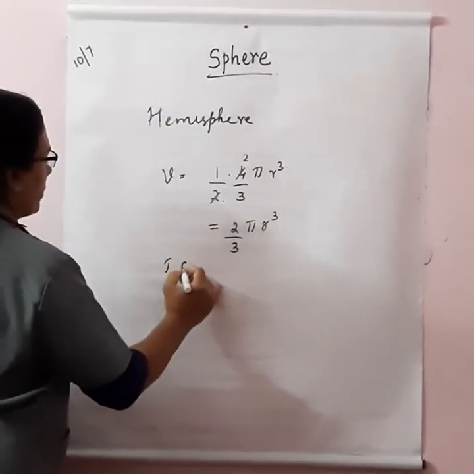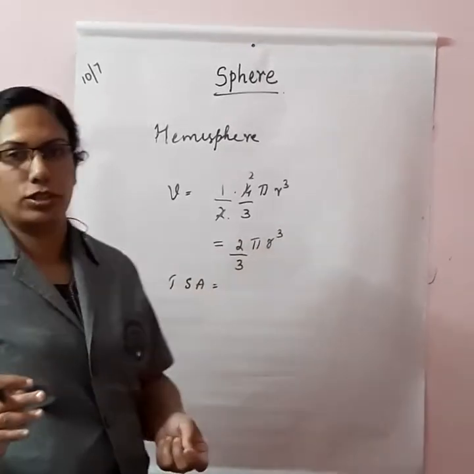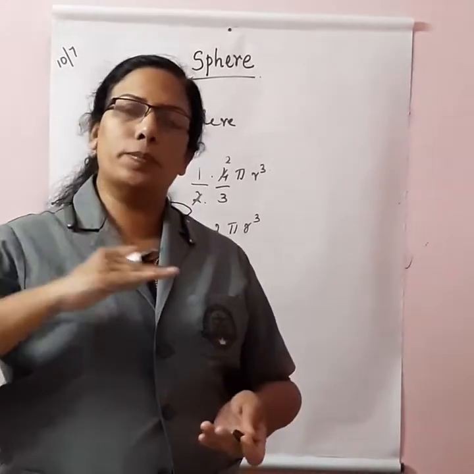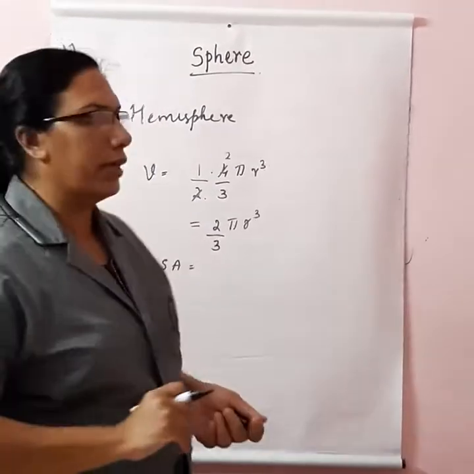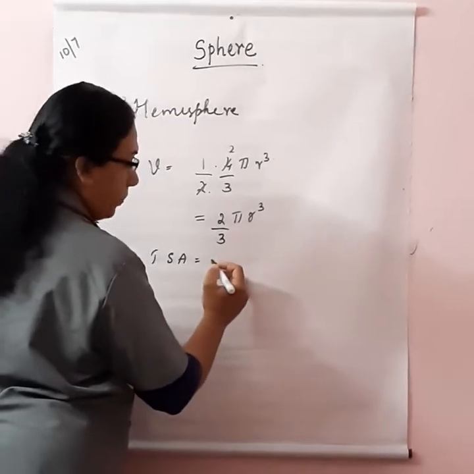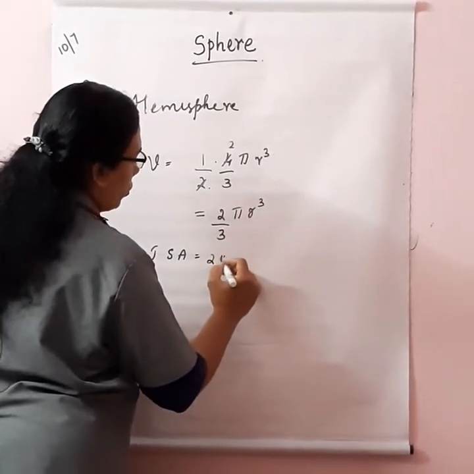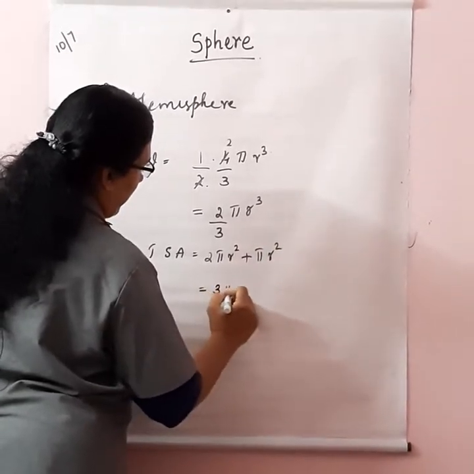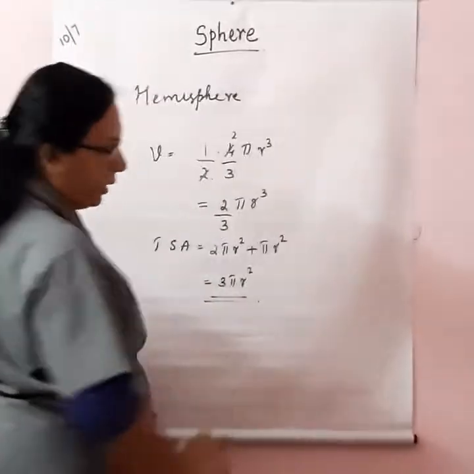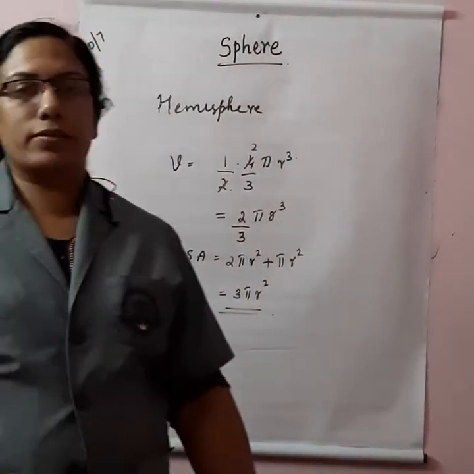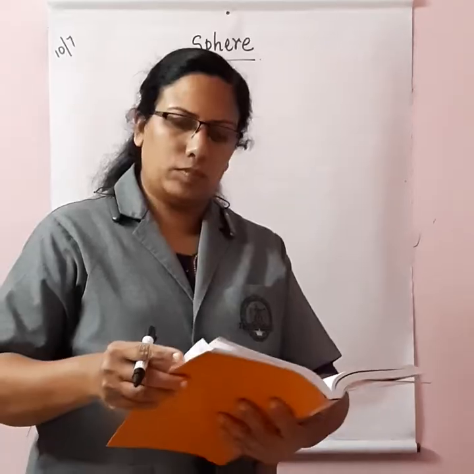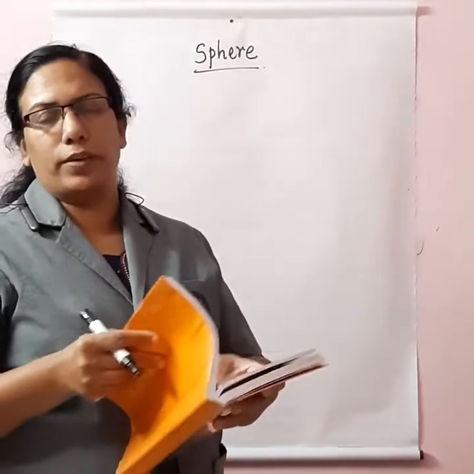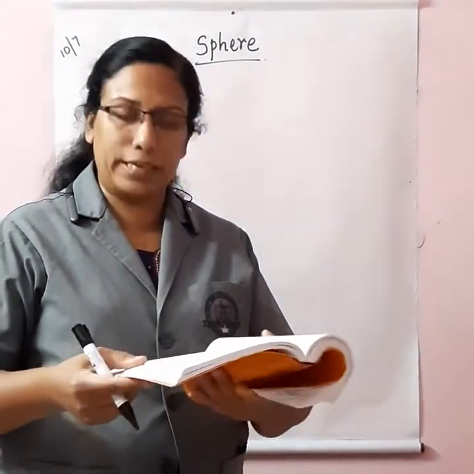Now what is the total surface area of the hemisphere? If you imagine, you can see the half part is the curved surface area, and the top surface is that of the circle, pi r square. Half of the sphere's 4 pi r square is 2 pi r square, plus the top surface pi r square. So the total surface area of the hemisphere is 3 pi r square. So only these many formulas we have to learn, that of the sphere, the hemisphere, and the spherical shell. Now we will go straight away to your problems.